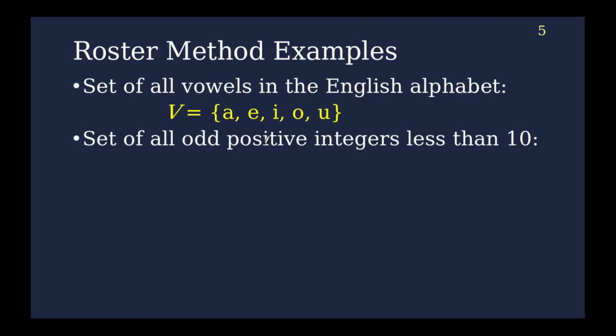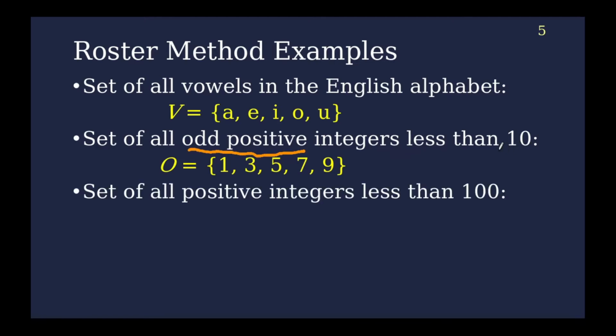Set of all odd positive integers less than 10. How can you represent this set? We name it O, for odd positive integers. So O equals to 1, 3, 5, 7, 9. Up to 10, only 5 members are there. And if you were asked for the set of all odd positive numbers up to 100, then the description would change.